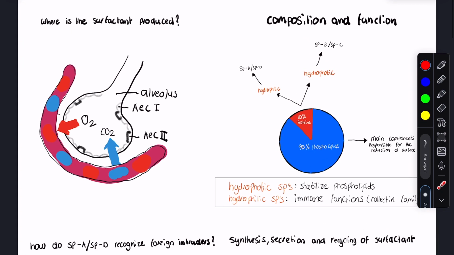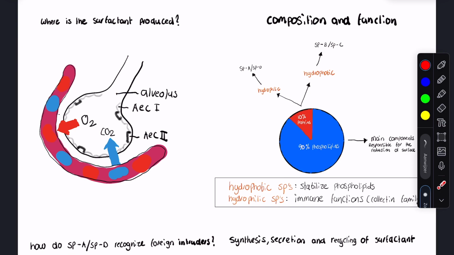Well, first off, what is surfactant and where is the surfactant produced? As you can see here, the surfactant plays a very important role in the alveolus, which is the smallest functional component of the lungs. And why is surfactant so important? Upon exhalation, when there's no surfactant present, the alveolus has the ability to collapse, which you of course do not want, because if all of our alveoli collapse, we are not able to breathe anymore and to have diffusion that occurs here. So the O2 and the CO2 cannot diffuse, and that will have very bad consequences.